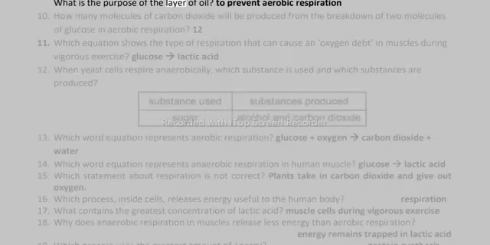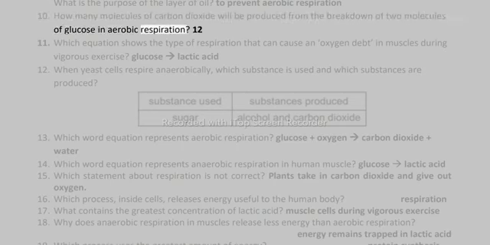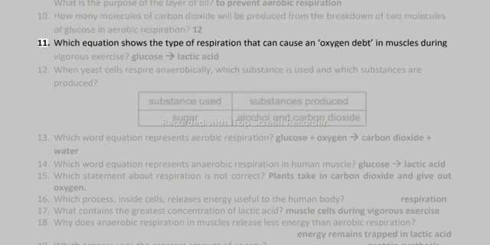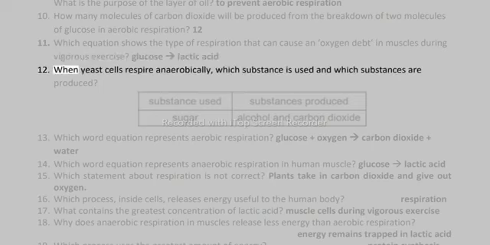What is the purpose of the layer of oil? To prevent aerobic respiration. 10. How many molecules of carbon dioxide will be produced from the breakdown of 2 molecules of glucose in aerobic respiration? 11. Which equation shows the type of respiration that can cause an oxygen debt in muscles during vigorous exercise? Glucose → lactic acid. 12. When yeast cells respire anaerobically, which substance is used and which substances are produced?